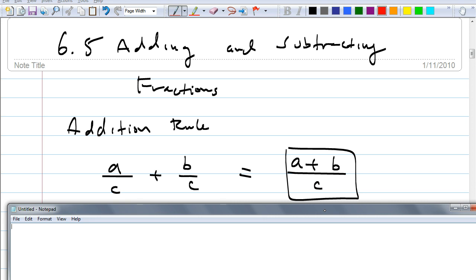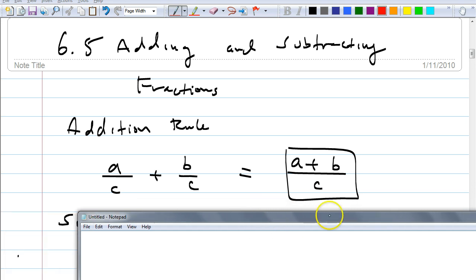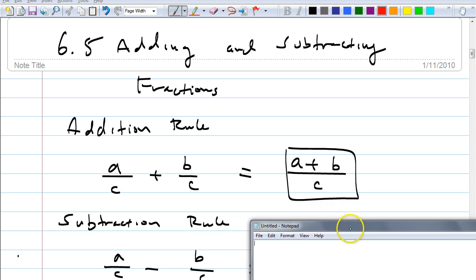What about the denominators? Do I add the denominators too? No, then that's wrong. You don't add the denominators when you have common denominators. What about subtracting fractions? Well, same way.